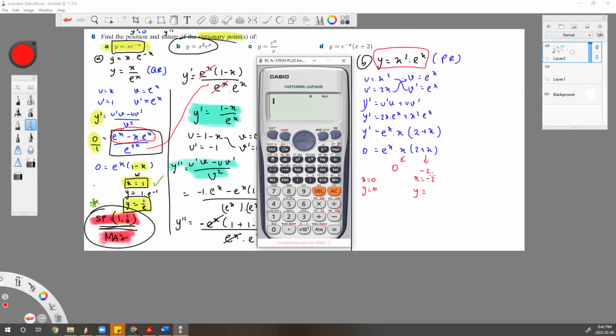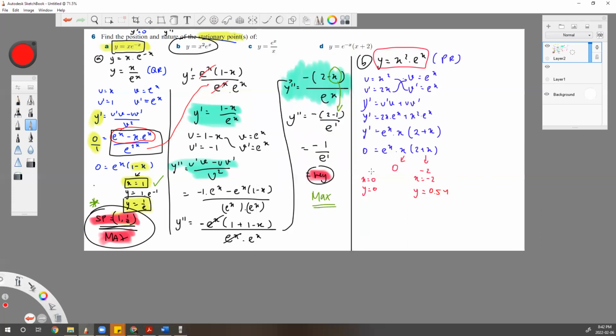Okay, so if x equals -2, you insert. The y is here, right? x squared times e power x, x squared, -2 squared, times, wait, the negative is supposed to be in a bracket, because I'm afraid of the negative. Yeah, there you go. x squared times e, located here, so the power of -2, right? You just copy this. Oh man, 0.54, okay, 0.54, just do the rounding. So both of them are stationary points, right? So this is a stationary point, and this is also a stationary point.